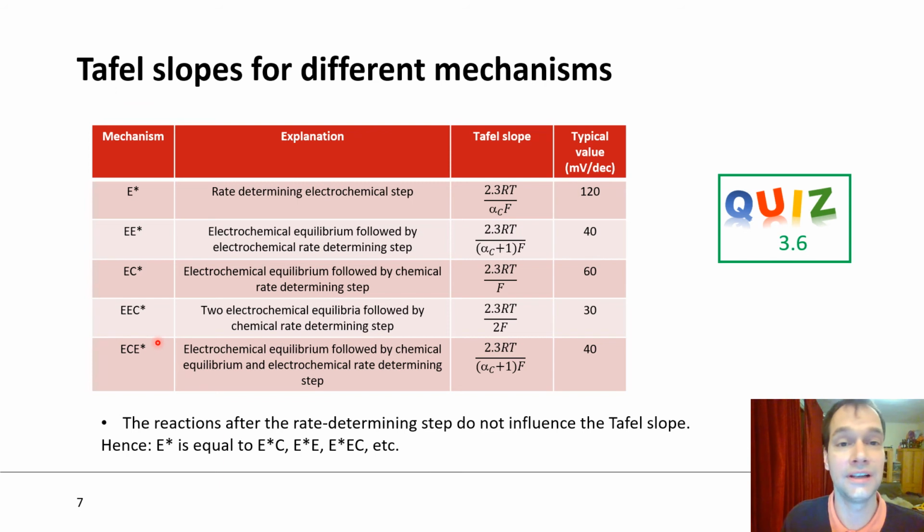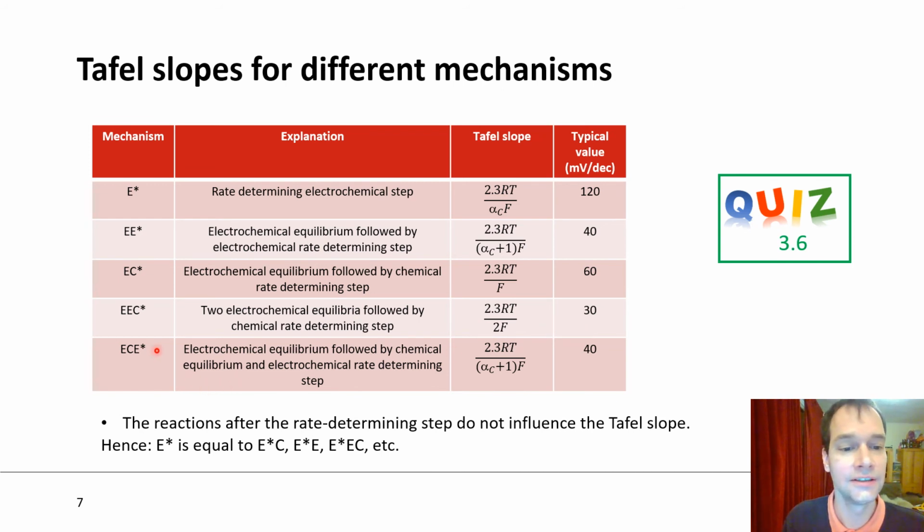And there are other possibilities. Two electrochemical equilibria followed by a chemical rate determining step. Now, then you get this as a result. And that is 30 millivolts per decade.